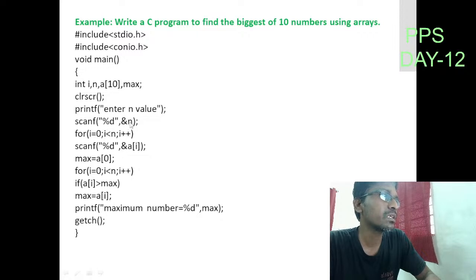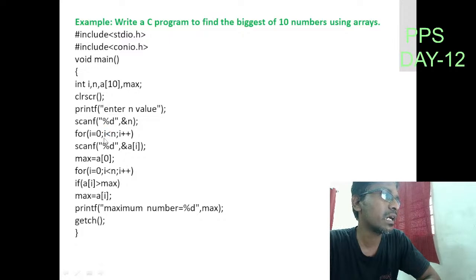After reading the n value, whether 10 or 5, I'm going to use a for loop for reading the elements one by one from the keyboard, which will be stored into index numbers 0, 1, 2, 3, 4 and so on. So for i equal to 0. Why am I using i equal to 0? Because the array index number starts with 0.